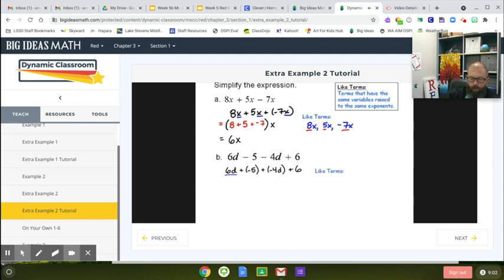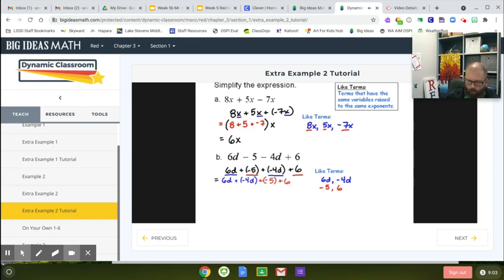6d and negative 4d both have the variable d raised to the first power. So you can say that 6d and negative 4d are like terms. Negative 5 and 6 do not have a variable, so those terms are constants. Constant terms are like terms, so negative 5 and 6 are like terms. Now that we have identified the like terms, we can group them together using the commutative property of addition. 6d plus negative 4d plus negative 5 plus 6.